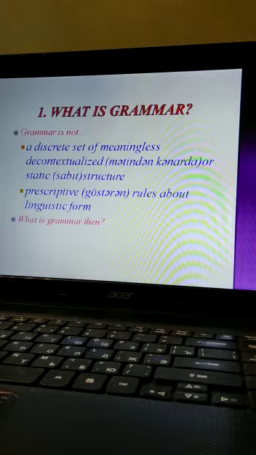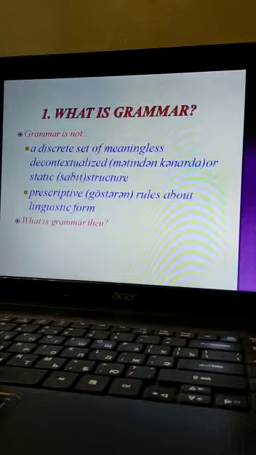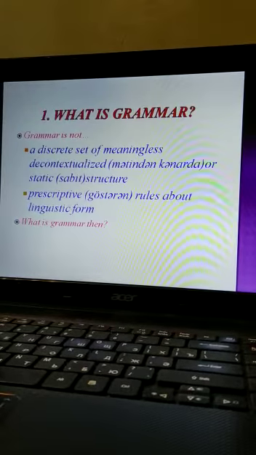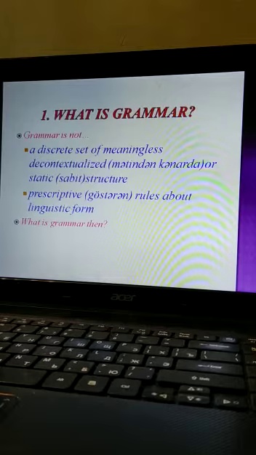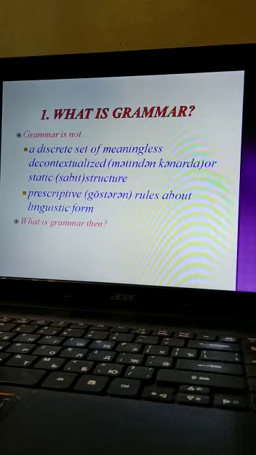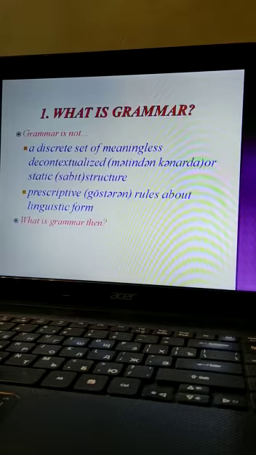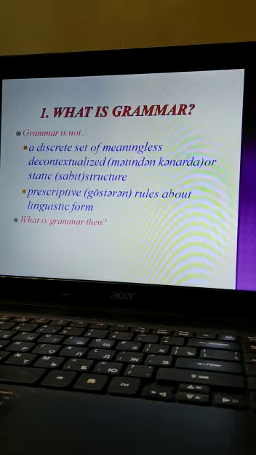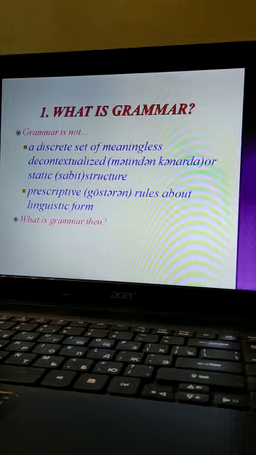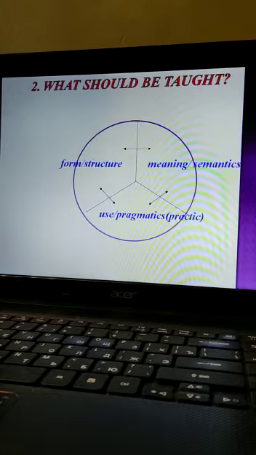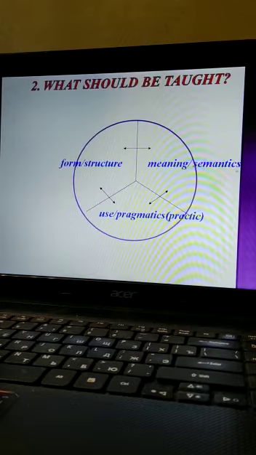In order to know what's grammar, we should clarify what's not grammar. A discrete set of meaningless, decontextualized, static structures, prescriptive rules about linguistic form. If it is not that, then what's grammar? What should be taught?